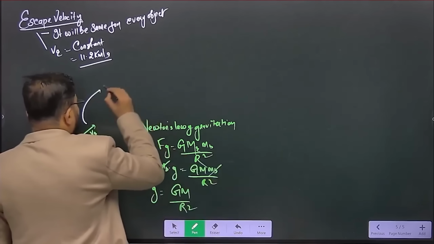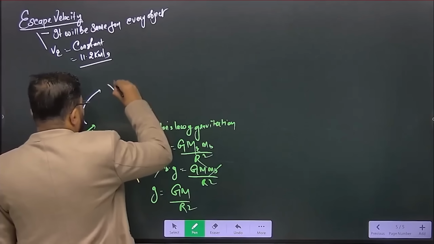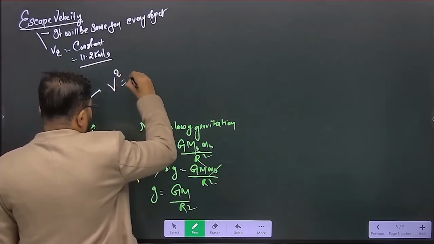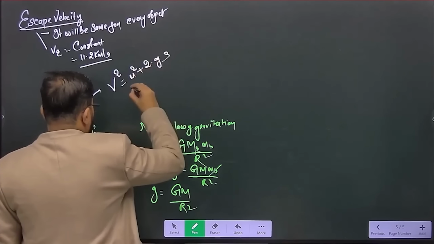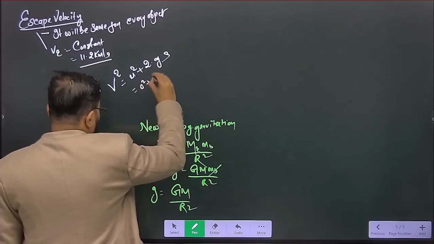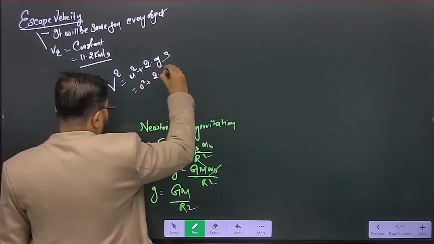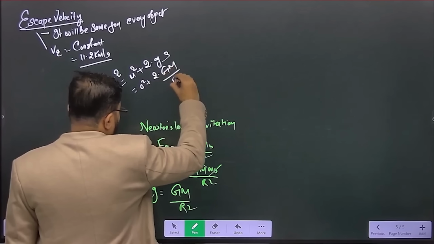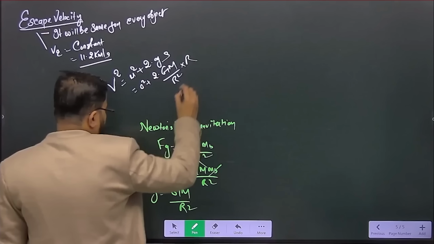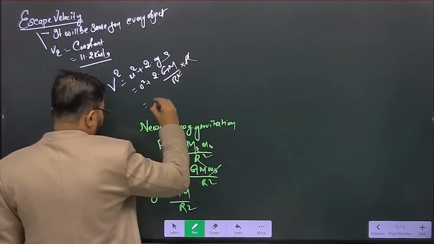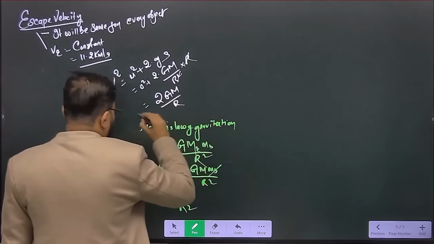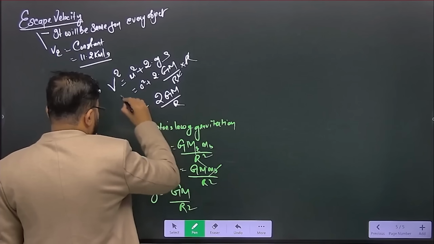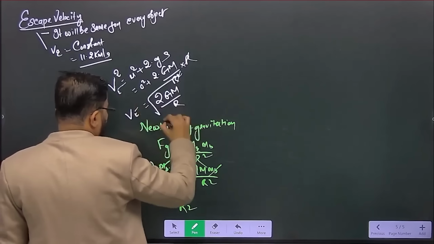Now to calculate velocity, we have a Newton's law. v square equals to u square plus 2gs. As initial velocity is 0, 2g equals to GM upon r square. The distance, consider it, radius of the earth. It will be like 2GM upon r. So escape velocity is the square root of 2GM upon r.